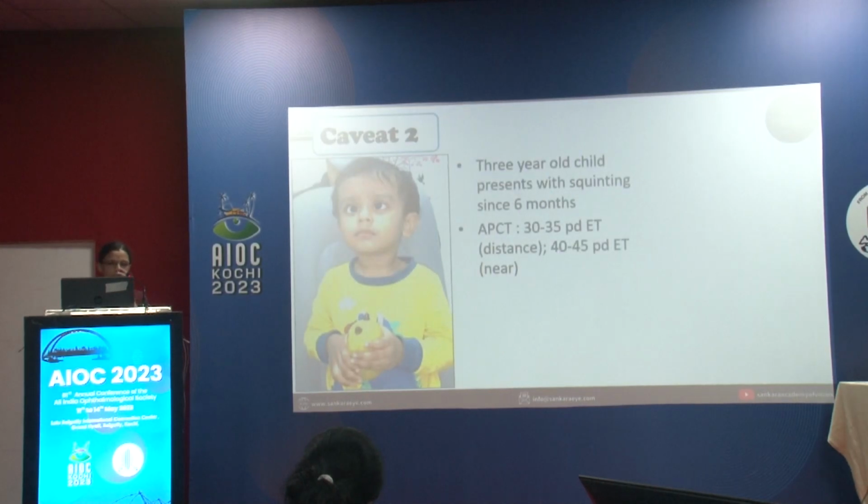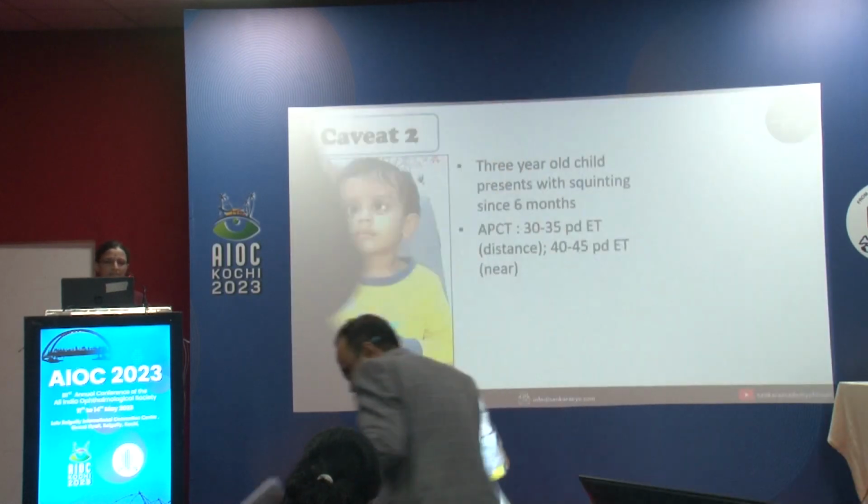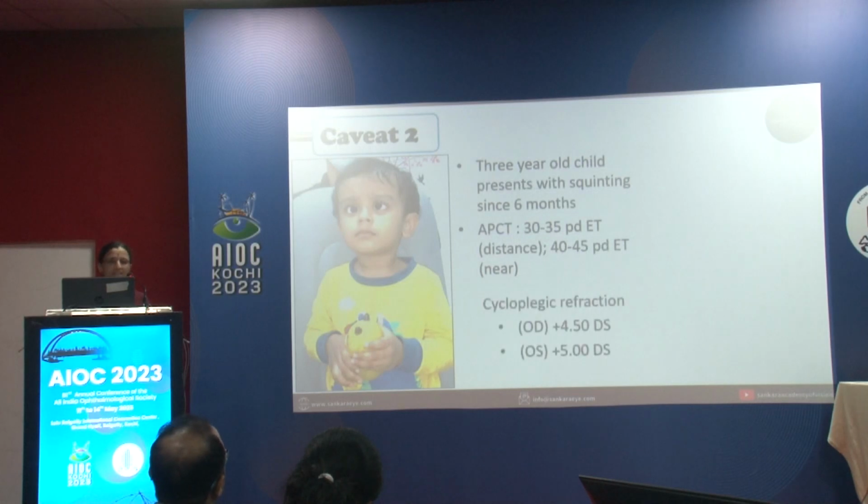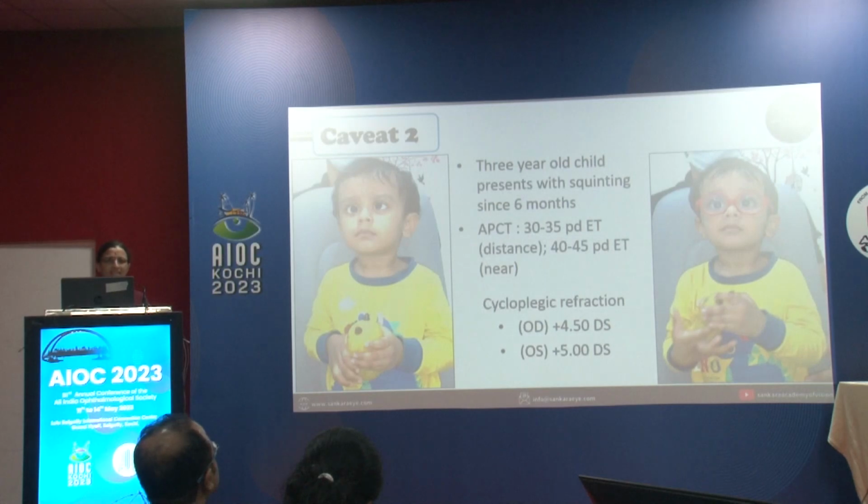Second important caveat, in any case of esotropia, the most important point apart from doing an alternate prism cover test, is knowing the amount of distance and near deviation. Like in this child, it's a 3-year-old child with 35 prism diopters of ET for distance, 45 for near. The most important information that you would need is a cycloplegic refraction. You can use atropine in less than 5 years of age or a cyclopentolate, however you're comfortable with, and look at the cycloplegic refraction, and that gives you a diagnosis of refractive accommodative esotropia. So that becomes the second caveat.